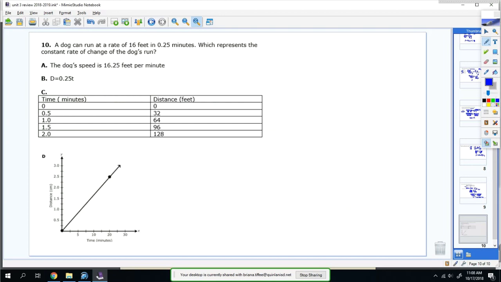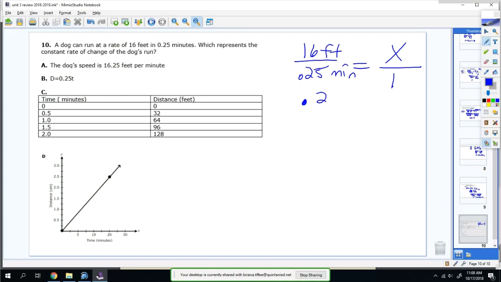All right, number 10. A dog can run at a rate of 16 feet in 0.25 minutes. Which represents the constant rate of change? Well, I know another word for constant rate of change is unit rate. So for every 16 feet, I go 0.25 minutes. I need to figure out how far I go in 1 minute for my unit rate. So I cross multiply.